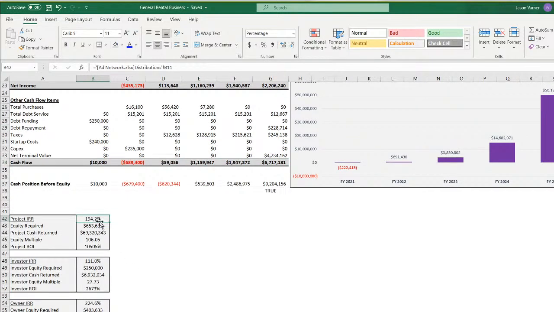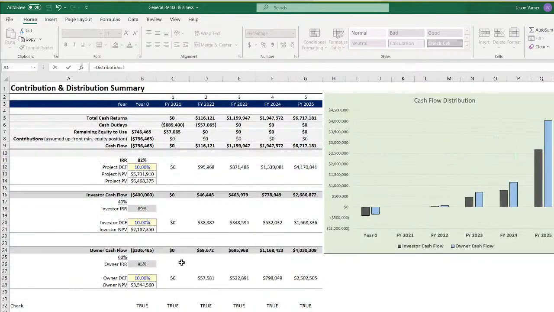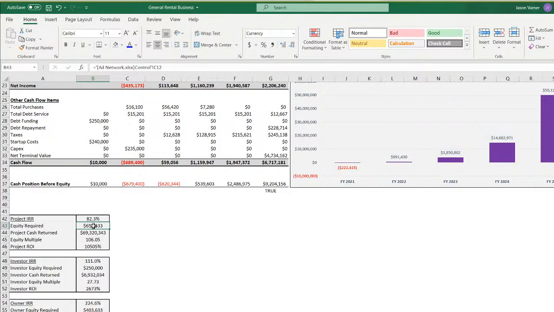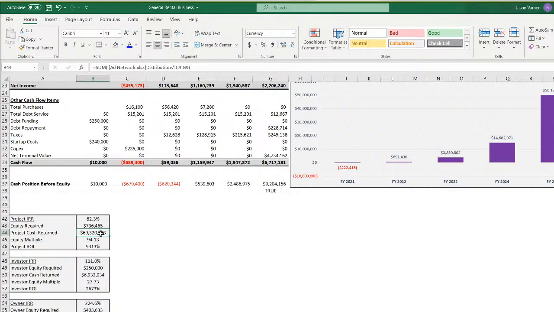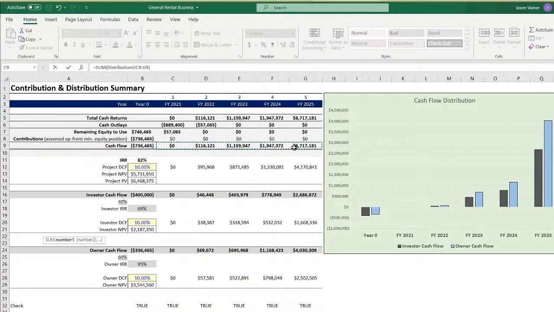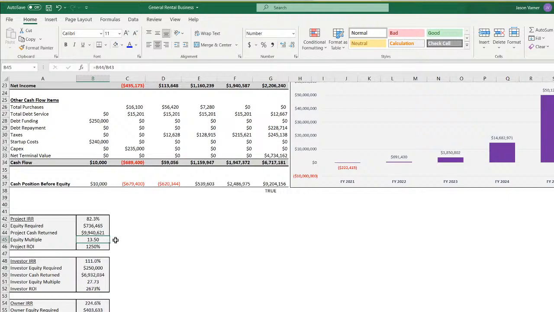All right, now let's re-reference all of this. So project IRR is that. Equity required for the whole project is this. Sum 9. There's your equity multiple on the project. ROI, investors, same thing.